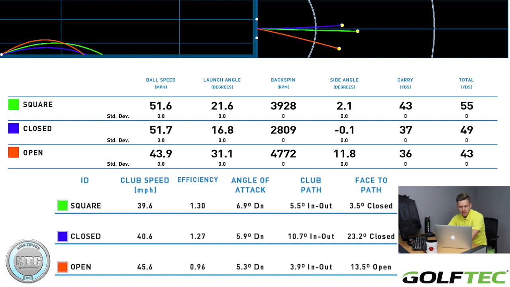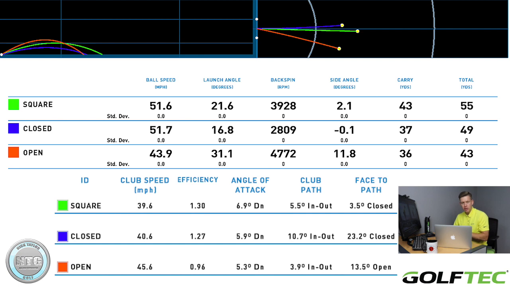Looking at some of the data, I tried to swing that as similar as possible in terms of the club path and the angle of attack. When you actually look at the club data, speed was slightly faster with open for whatever reason. You'll see how the efficiency was the lowest for open. When the club face is more open, it produces more loft and the ball goes higher, it comes off the face a little bit softer. So despite having the fastest club speed, it still went the shortest distance.